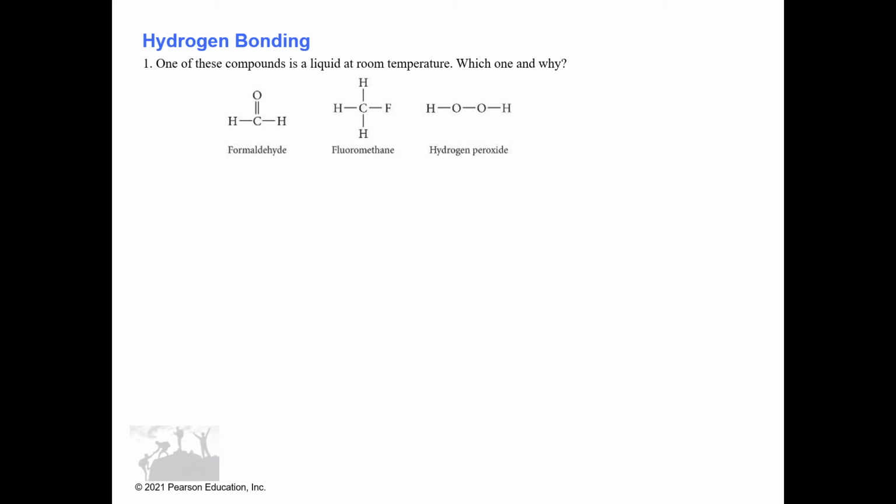Here we have 3 compounds. One of them is liquid at room temperature. The other 2 are gases. So pause the video, figure out which one is liquid at room temperature and why. When you're ready for the answers, click play.